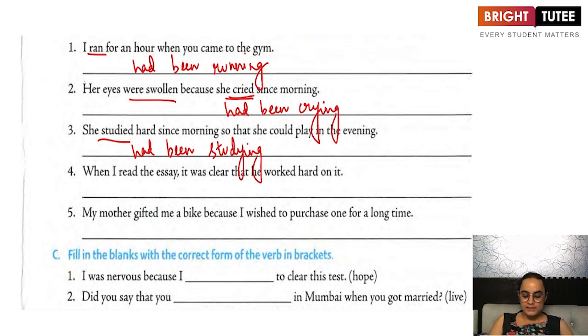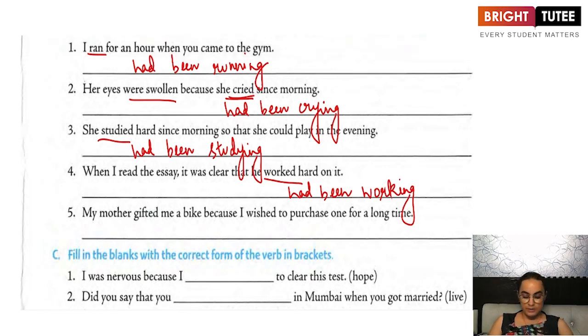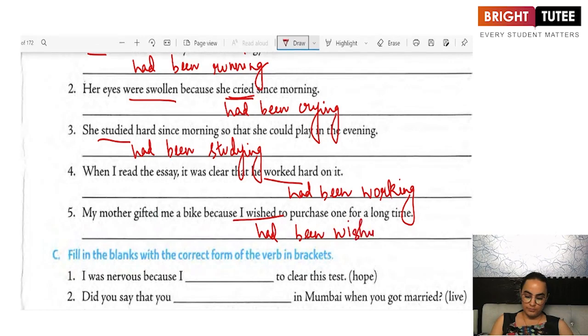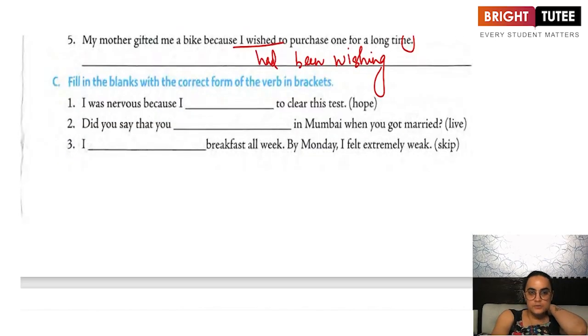When I read the essay, it was clear he worked hard on it. When I read the essay, it was clear that he had been working hard on it. My mother gifted me a bike because I wished to purchase one for a long time. Because I had been wishing to purchase one for a long time. Okay? Next question says, fill in the blank using the correct form of the verb given in the bracket.